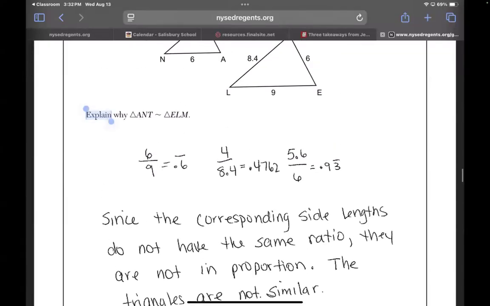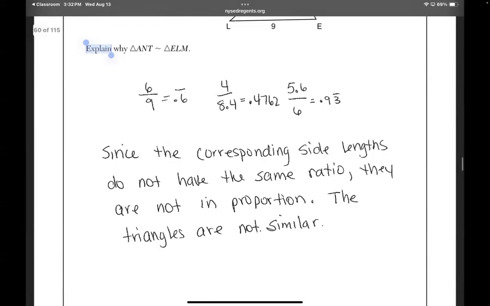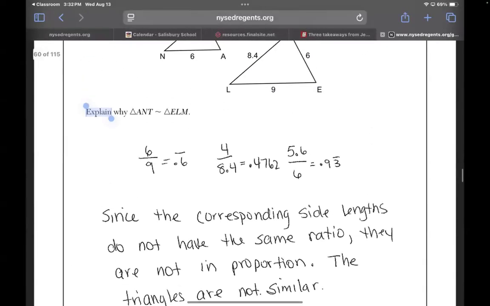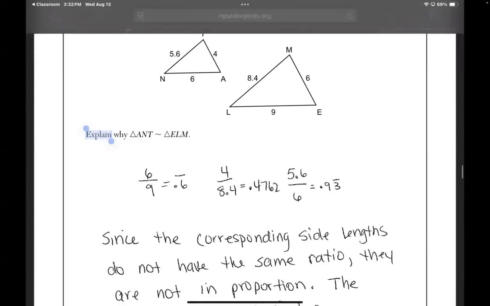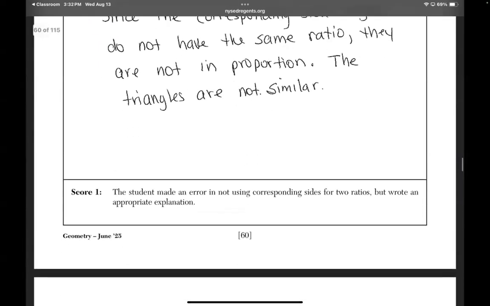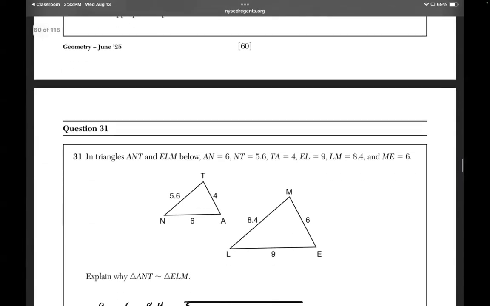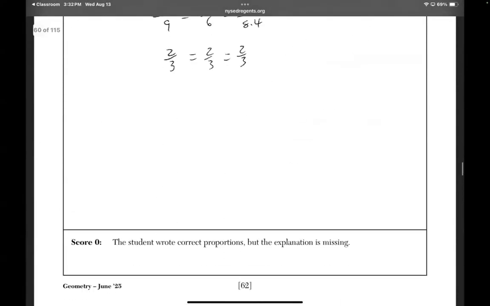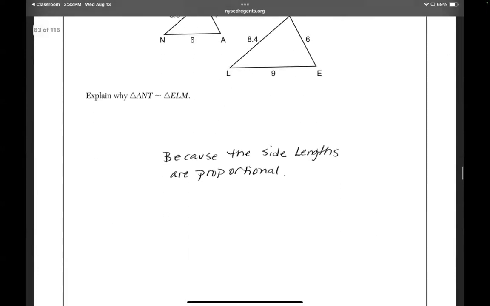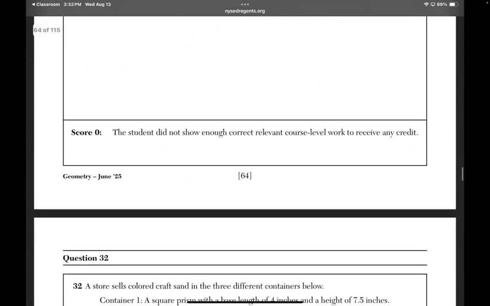Again, this is interesting. They got all their calculations wrong. And so they said the triangles are not similar, even though all of their calculations are wrong. And then they said the triangles are not similar. They still got half credit for that. So, I mean, that's pretty amazing, right? So again, it's not difficult to get points on these. You just need to show your work.